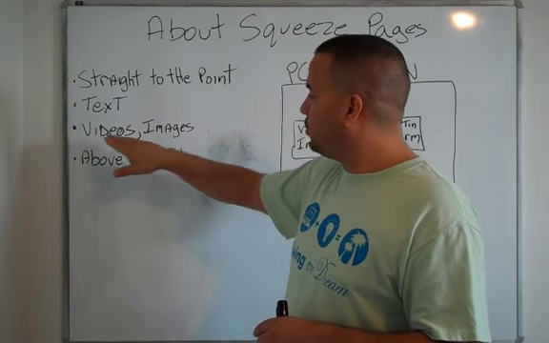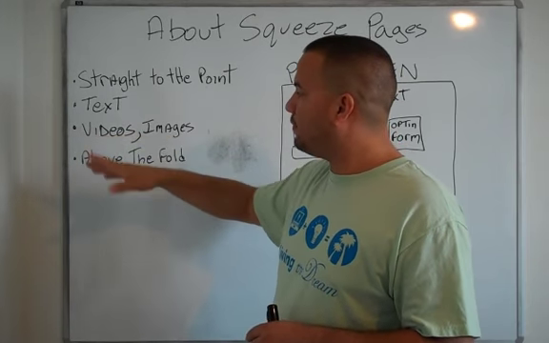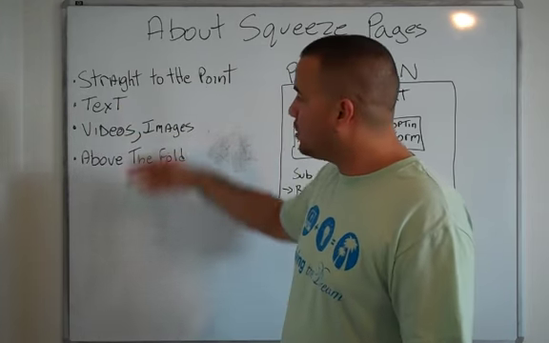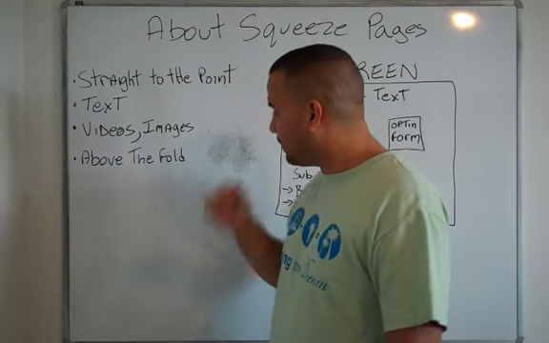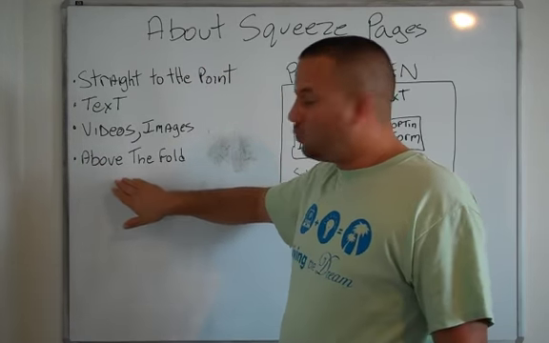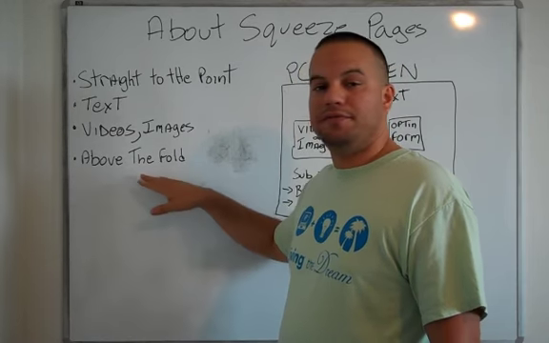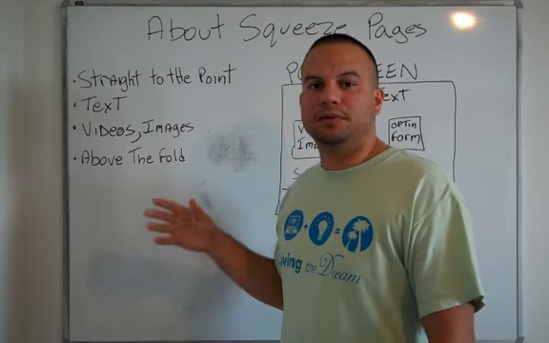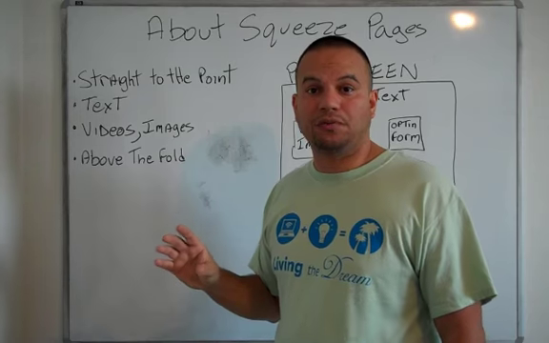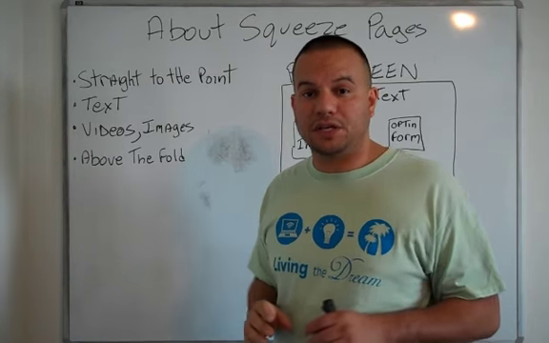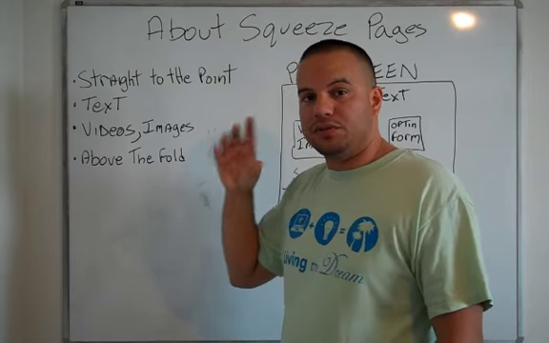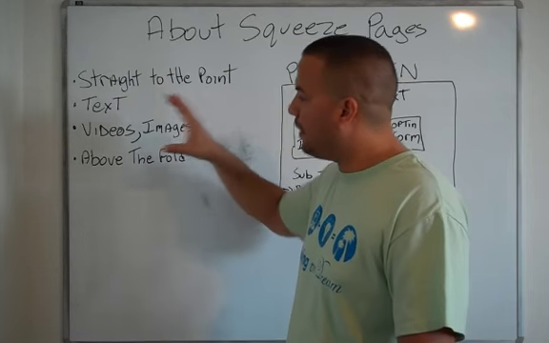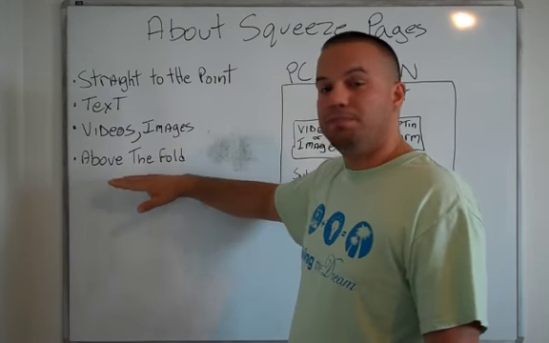If you pick one or the other, let's say you pick videos, you could use text as well, or you could just use videos. I usually like to put a header or something. And the most important one here is above the fold. Not everything has to be above the fold, but most importantly the opt-in form and especially the image or the video. Whatever message you're trying to give to your prospects, you have to put it above the fold.